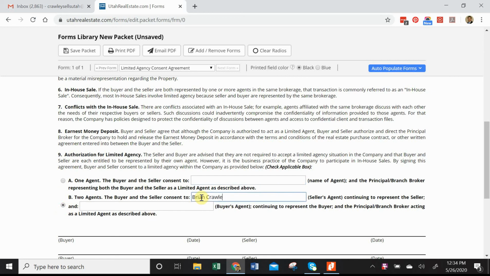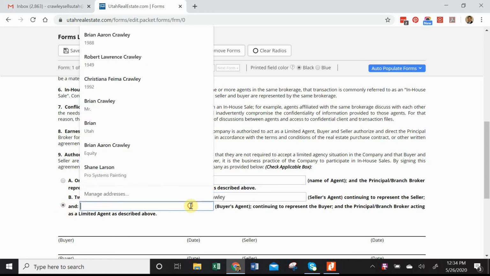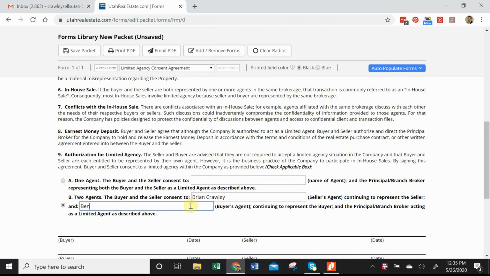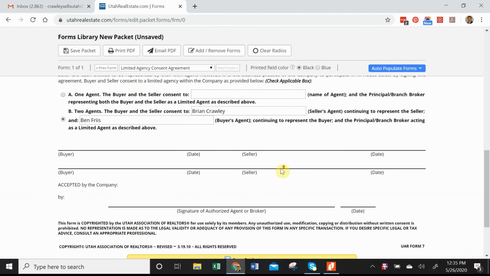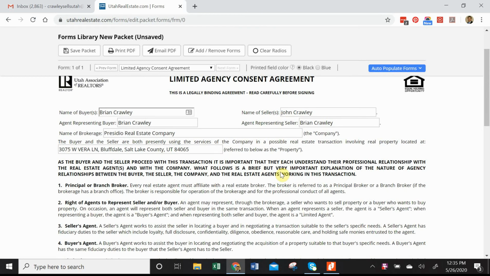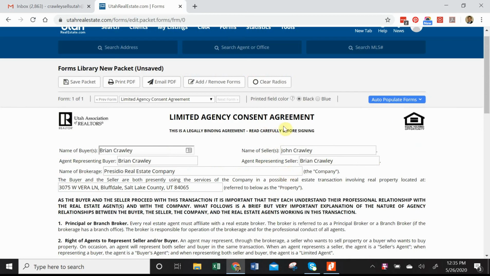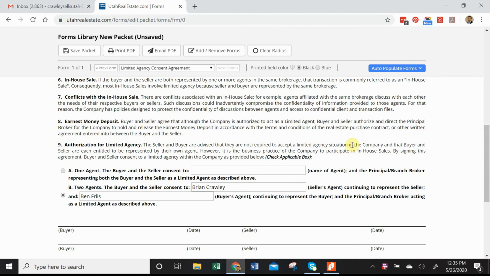In this case, you check that two agents from the same office are representing the two different sides. And then you're ready to go. It's a pretty simple form. You don't even need an acceptance deadline or anything. It's just a consent agreement. It's not an addendum. So once it's signed, you're ready to go.